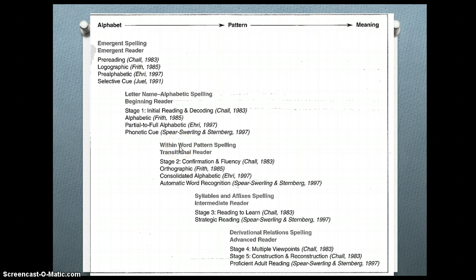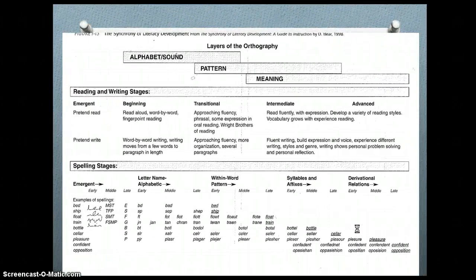Then you go into within word for spelling, transitional reader. So you can see the progression here from where they're just getting familiarity with the alphabetic principle to noting patterns to really knowing meaning. I actually prefer this chart and suggest you print this out, but this comes from Words Their Way and it shows you the synchrony of literacy development.